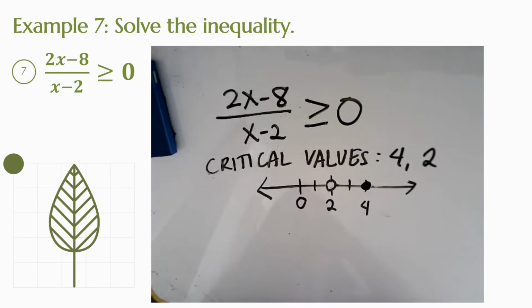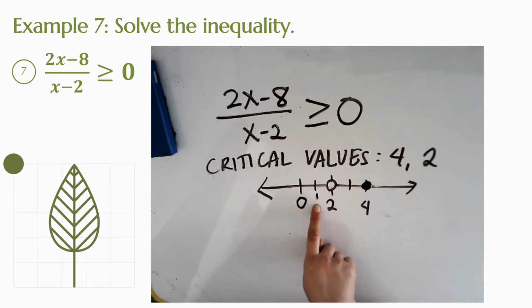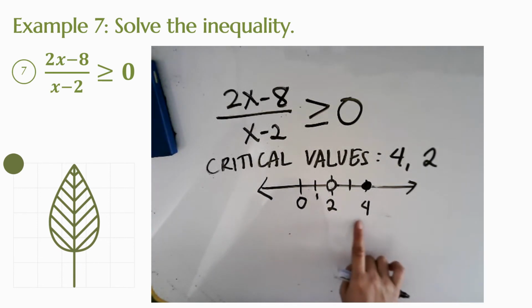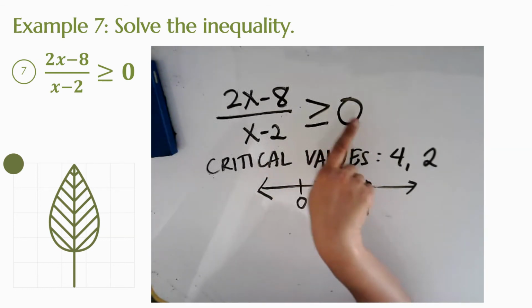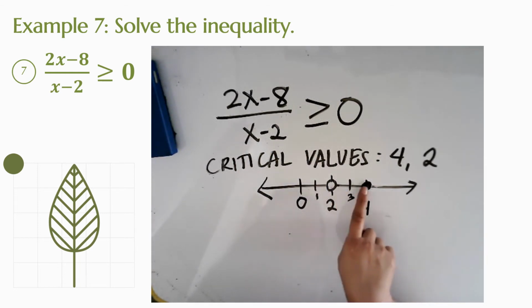We can use the number on the left side of 2, which is 1. We're going to test that point. If x is 1 and that point makes the statement true, then it means the solutions lie on this part. Next, another testing point would be the number between 2 and 4, which is 3. If x is 3 and it makes the statement true, then the solution lies within this area.